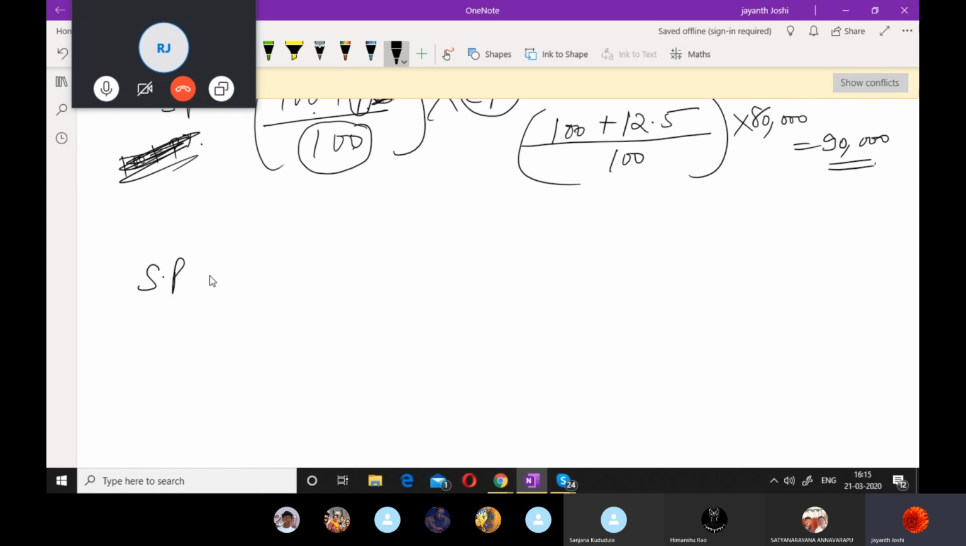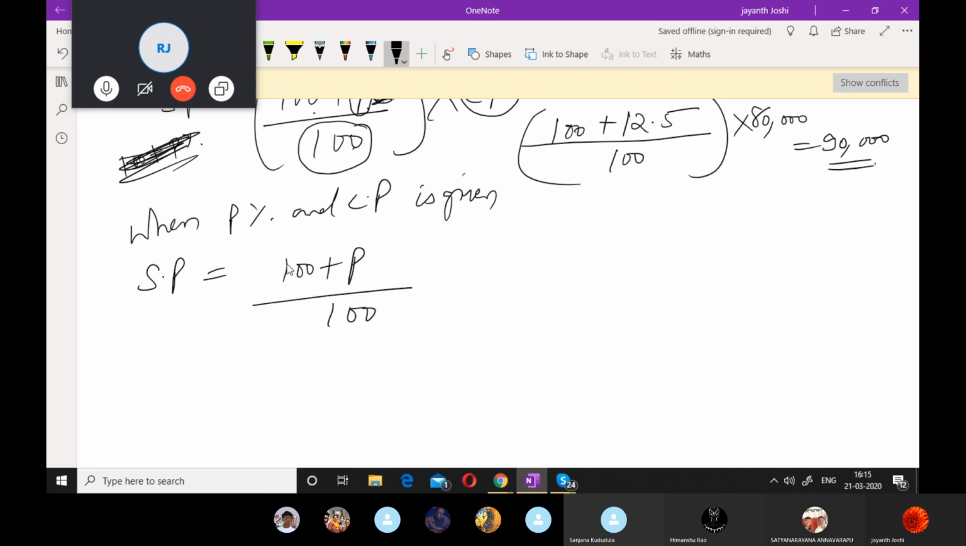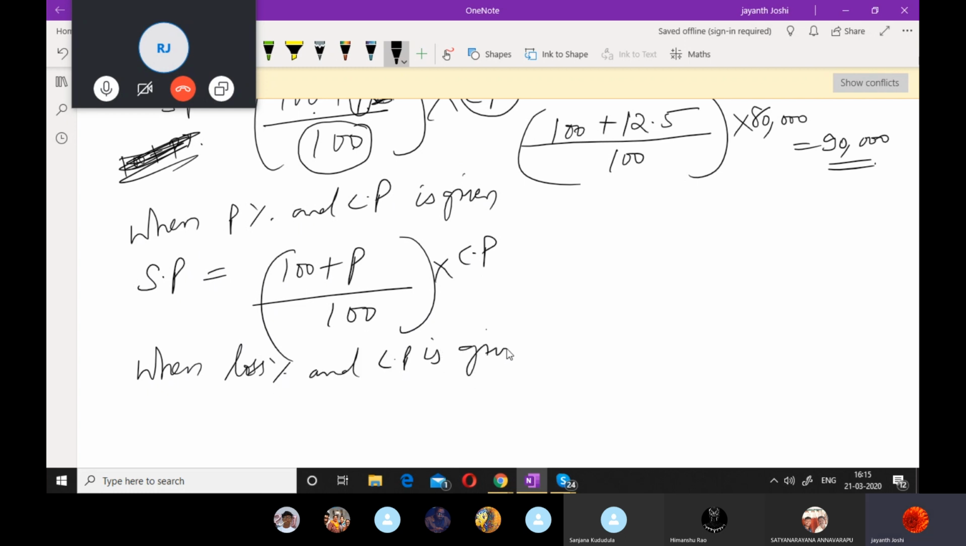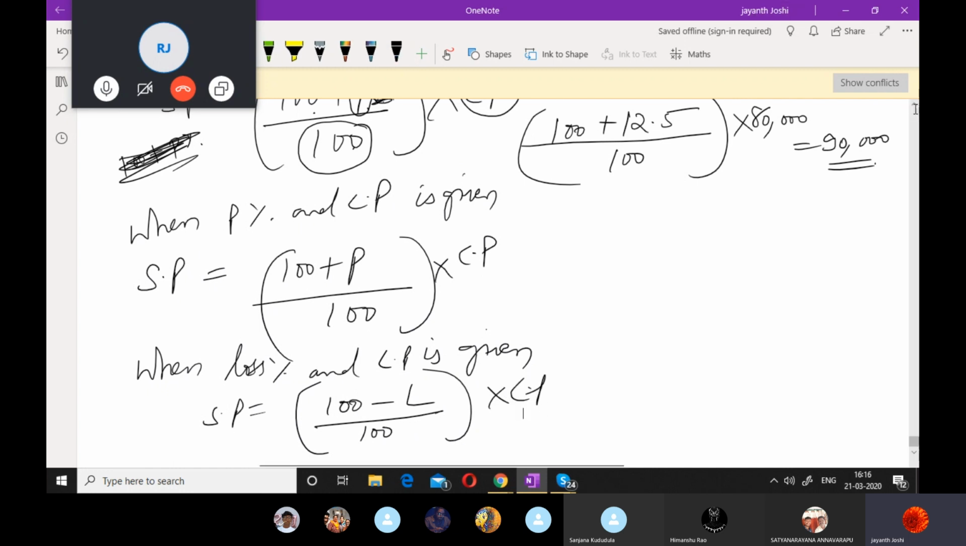So SP, when profit percent and CP is given, write on this formula. SP is equal to (100 plus profit) whole divided by 100 into CP. And when loss percent and CP is given, SP is equal to (100 minus loss) whole divided by 100 into CP. Now you got the answer here, very properly.